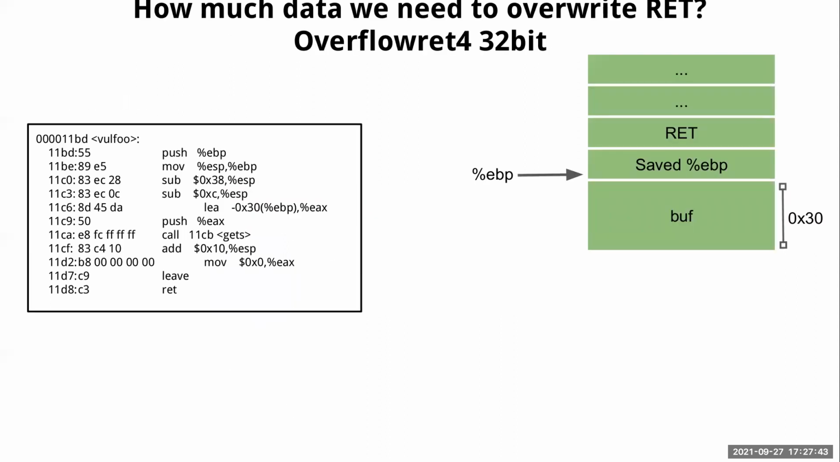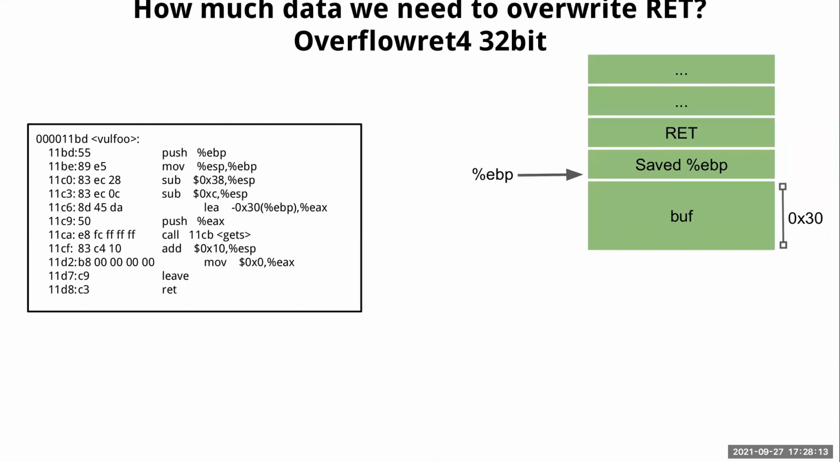Okay, so now let's see how we can hack this program to give us a shell. This is the disassembly of overflow. The beginning is push EBP, move ESP to EBP, then subtract 38. I'm not sure how big that is. That's 38.